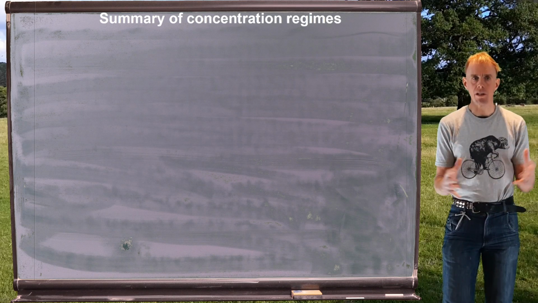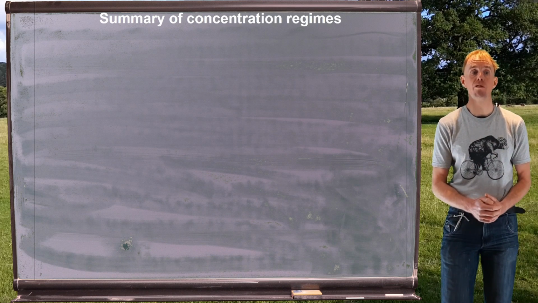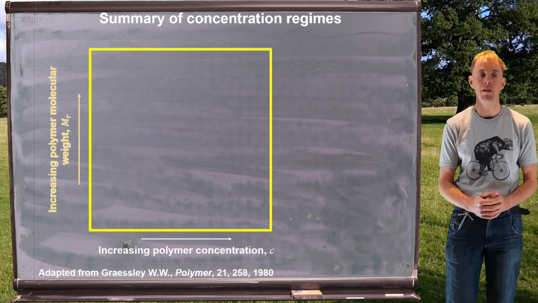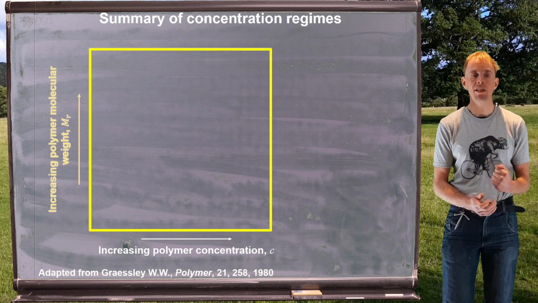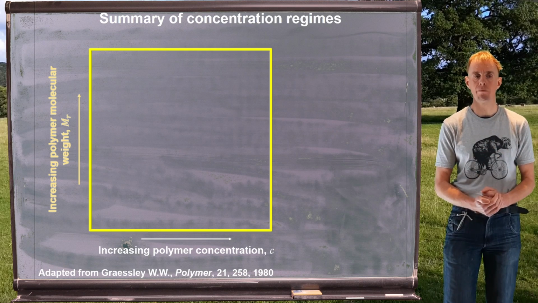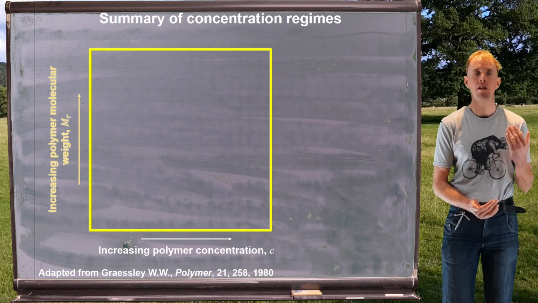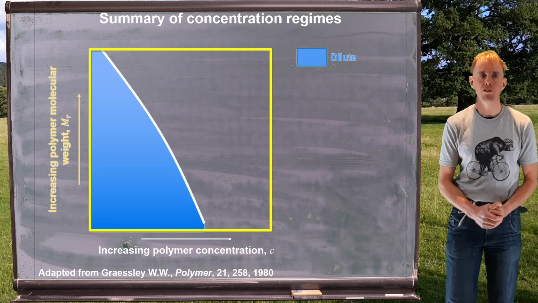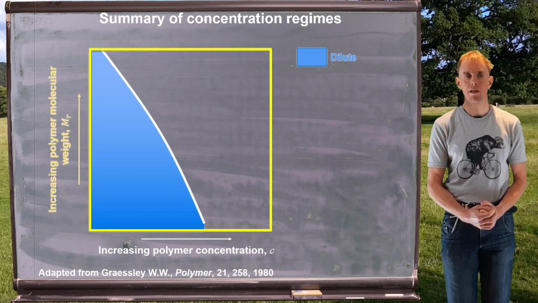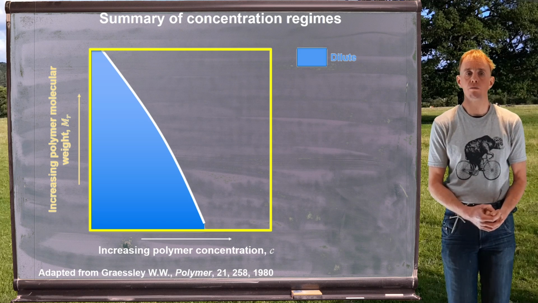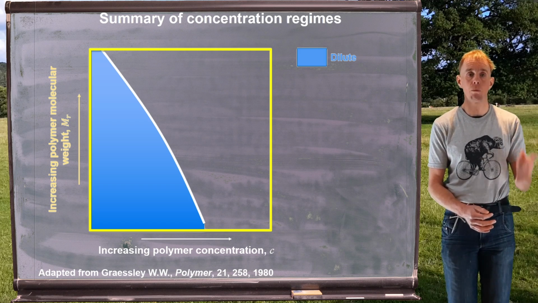So let's summarize these concentration regimes in terms of a map. And this map is taken from an early publication by Gracely. What I'm plotting here on the x-axis of this map is the polymer concentration. And on the y-axis, I'm plotting the molecular weight of the polymer. And we start off with the dilute regime. For very, very, very low polymer concentrations, the dilute regime will happen for all molecular weights.